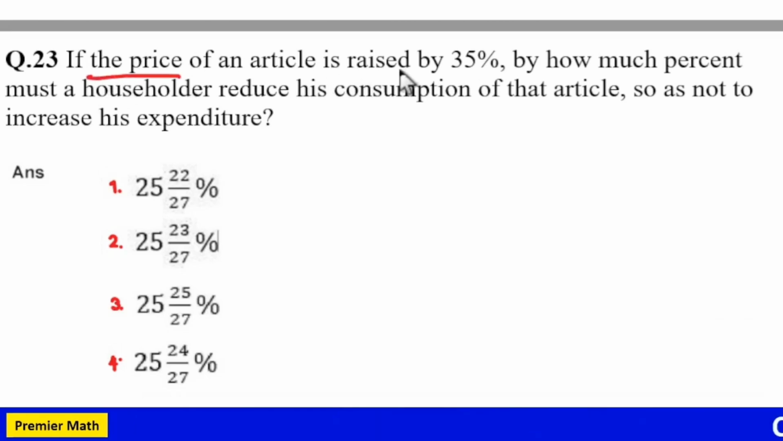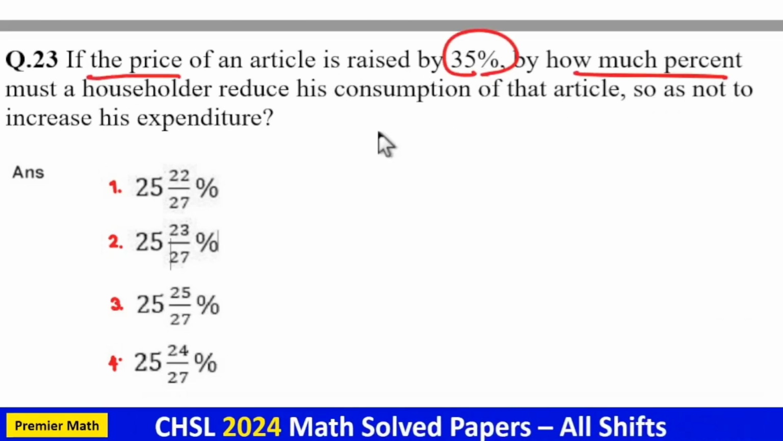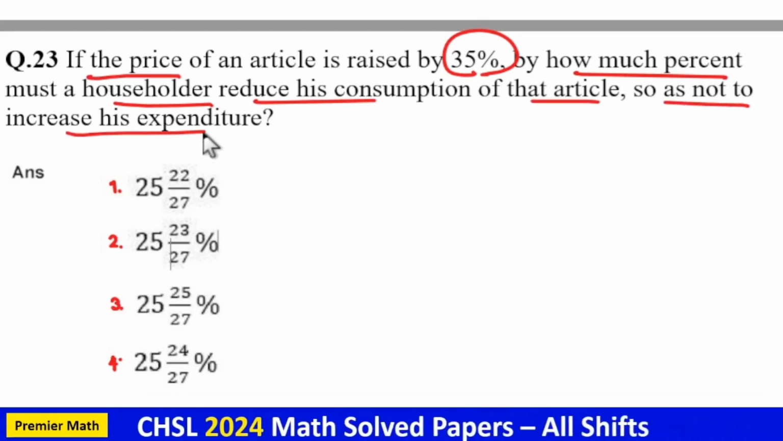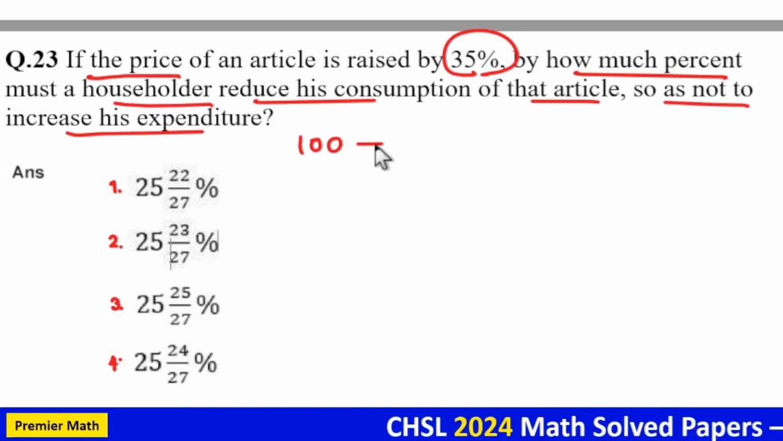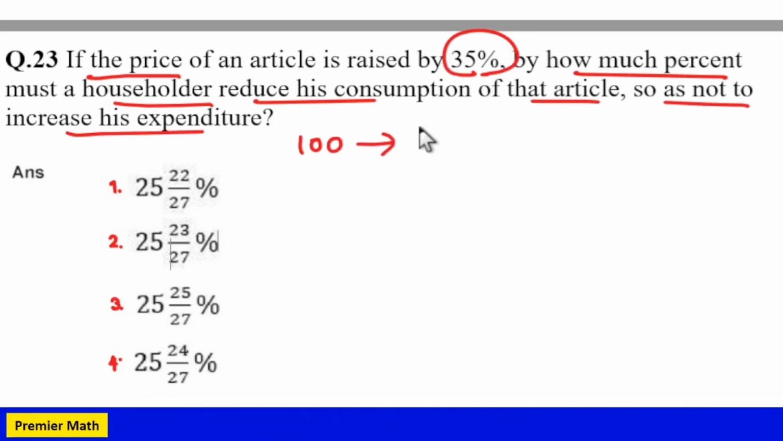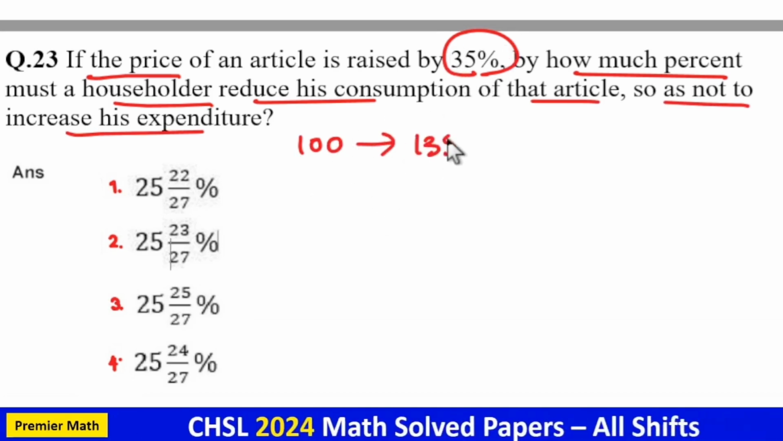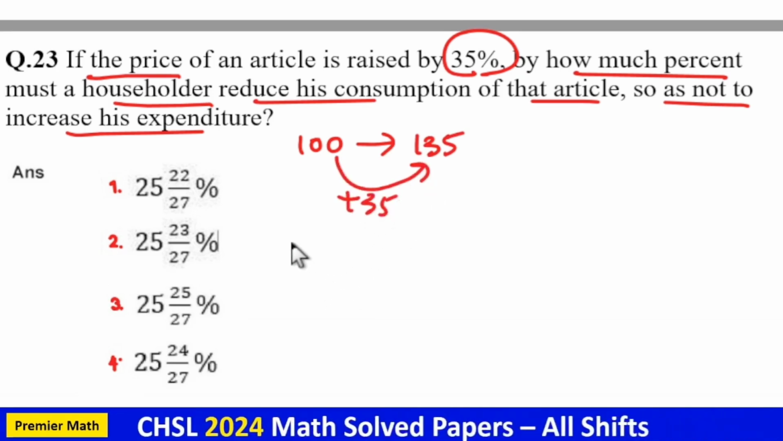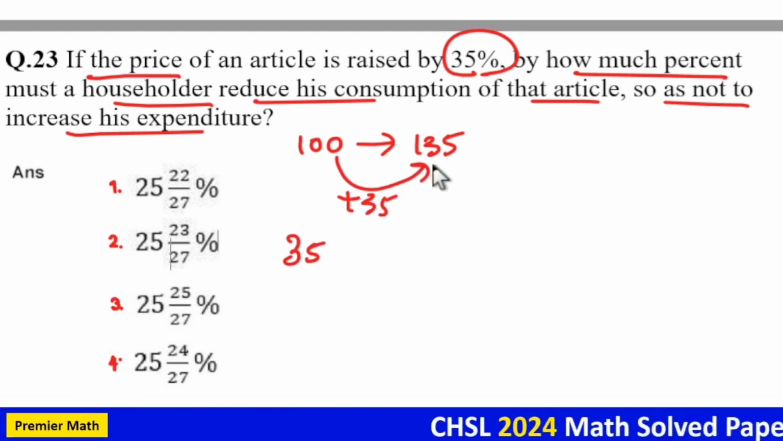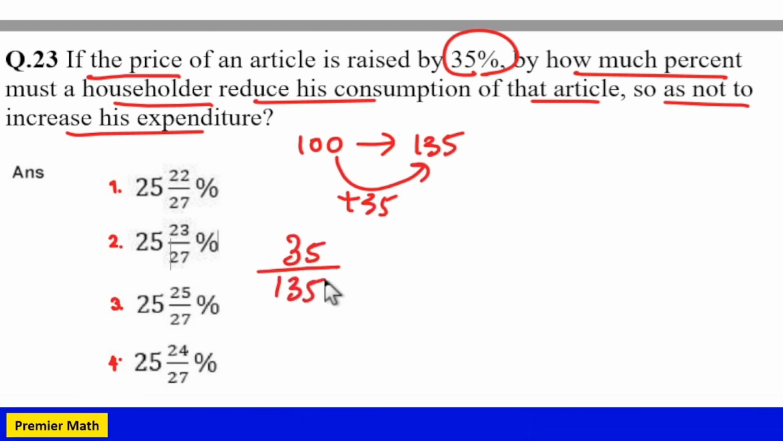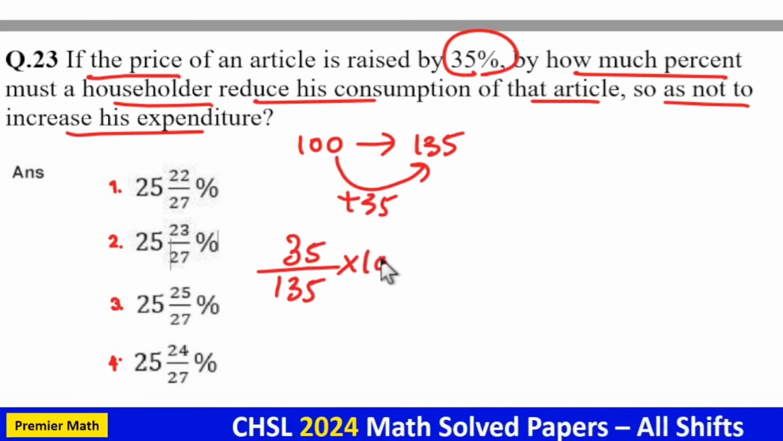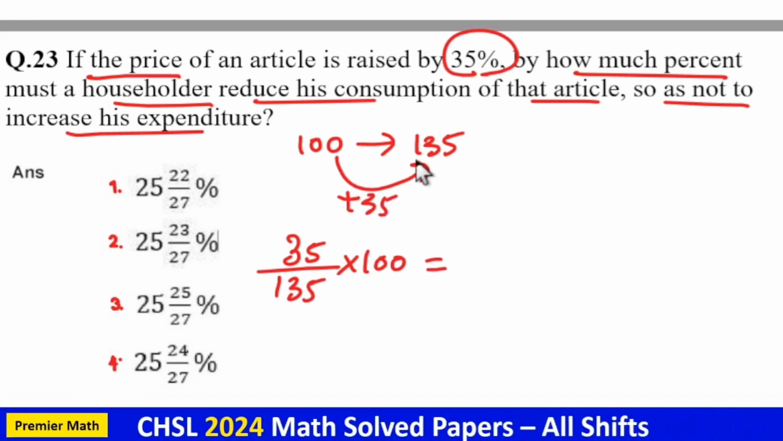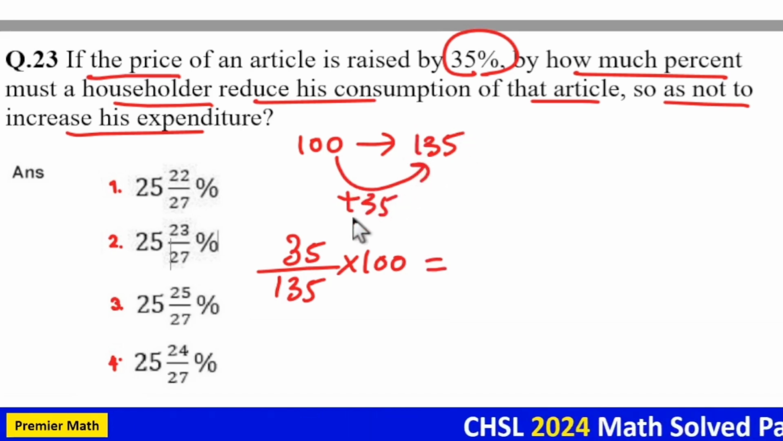If the price of an article is raised by 35%, by how much percentage must a householder reduce his consumption of that article so as not to increase his expenditure? Consider initial rate as 100 rupees. Then it is increased by 35%, which means the final price is 135 rupees. So 35 rupees increment. Now we should reduce this 35 rupees increment from the increased price 135 in order to maintain the same consumption.